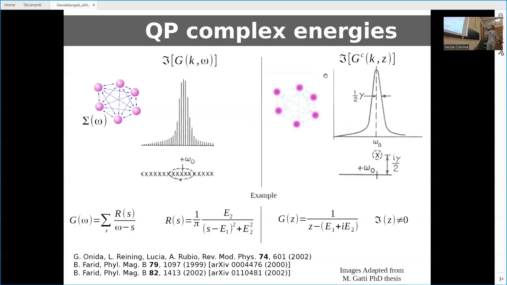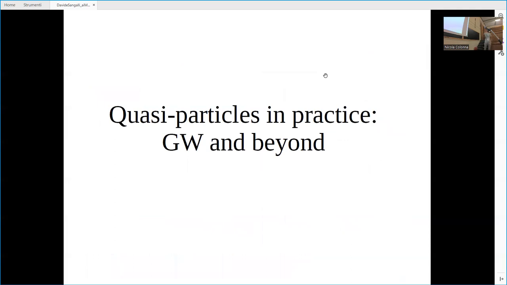Okay, let's say that this was pretty much about the theory, the main concept about many-body perturbation theory. Now, I would like to show you how this is implemented in practice in the GW self-energy, and then to give you some examples.